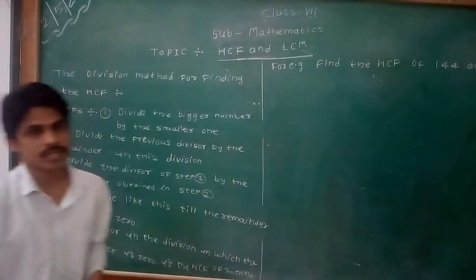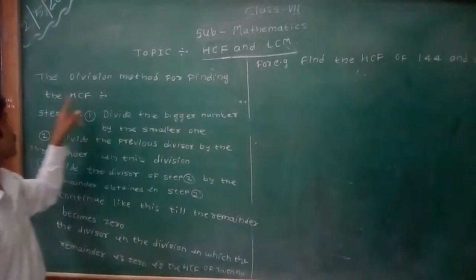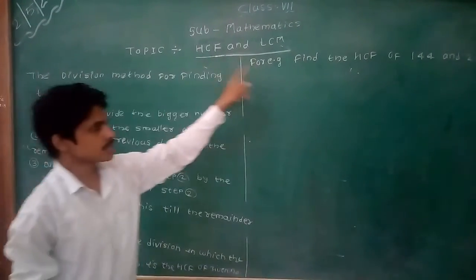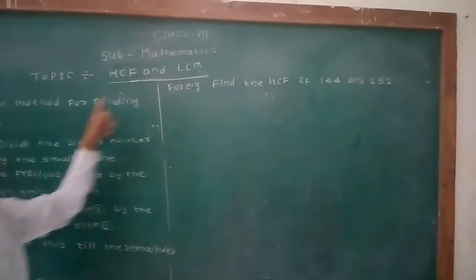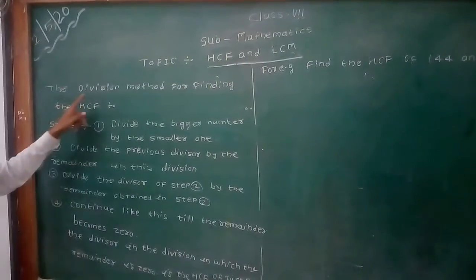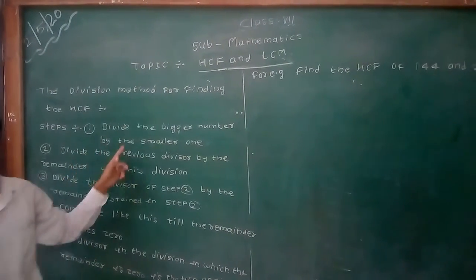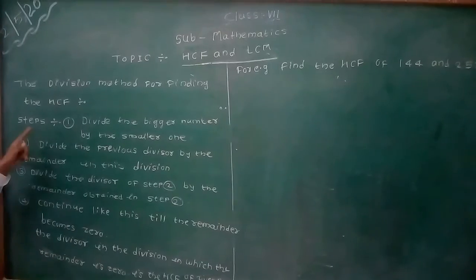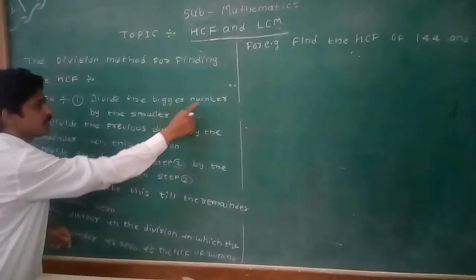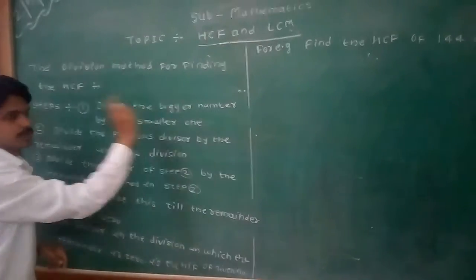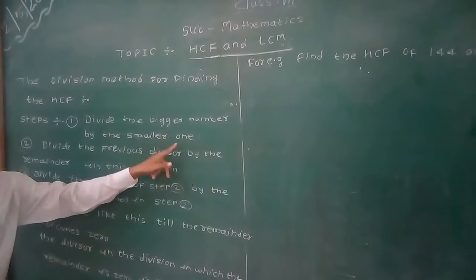Now the next method is the division method for finding the HCF. Previously we studied the prime factor method, and this second method is the division method. There are some steps to find the HCF. The first step is to divide the bigger number by the smaller one.